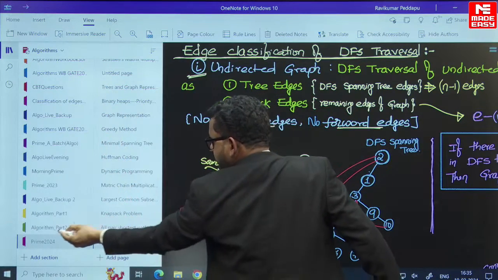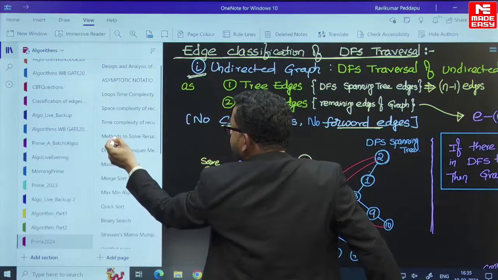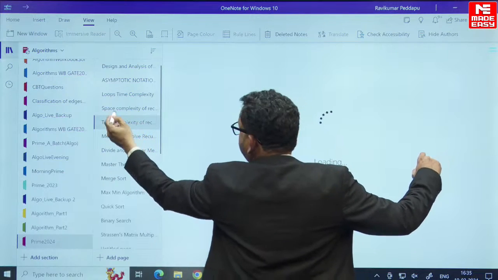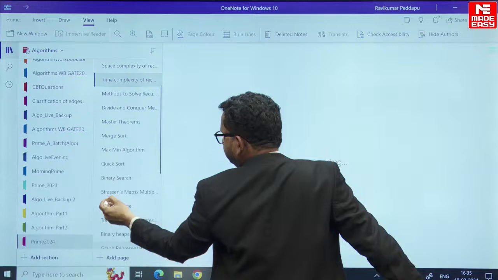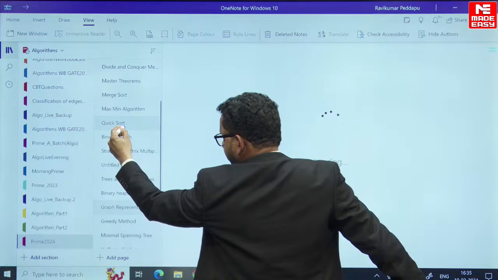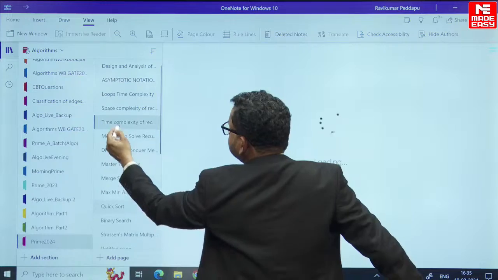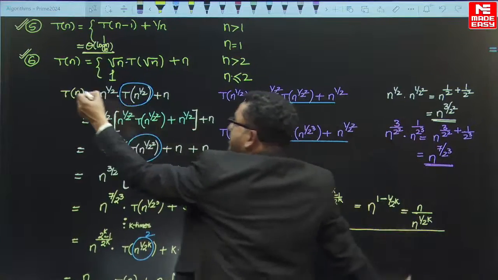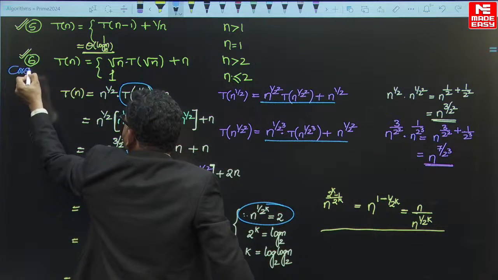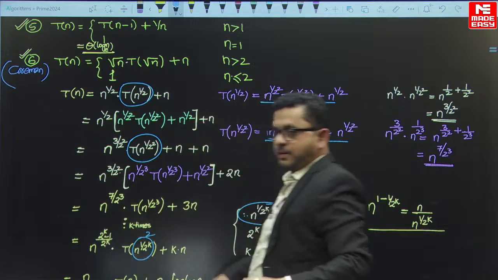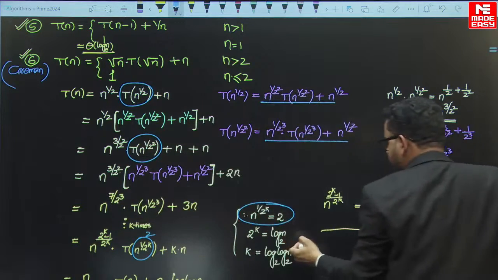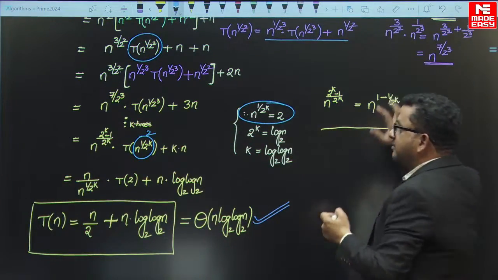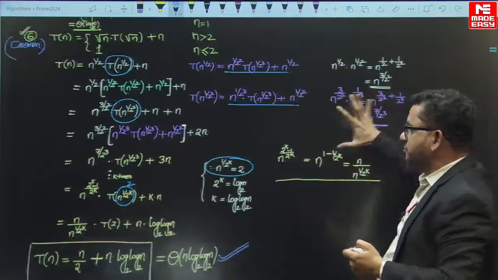I am opening the solution. This is from the Prime course. See, the exact same question in the classroom. It is one of the exercise problems from the course. Same question, so the answer to this question is theta of n log n. The exact same question is there in the class notes.